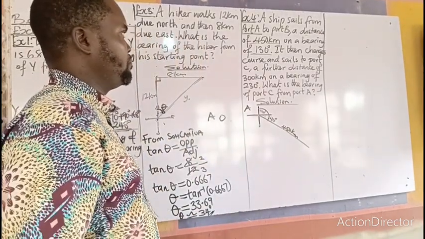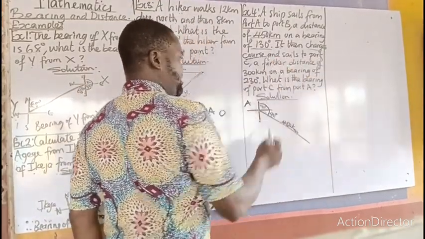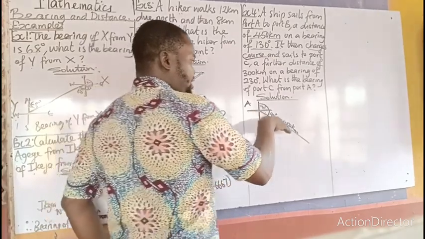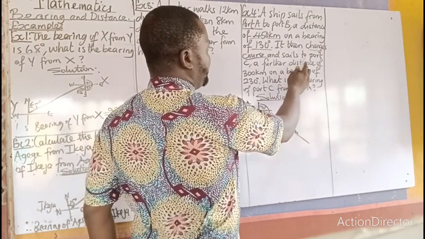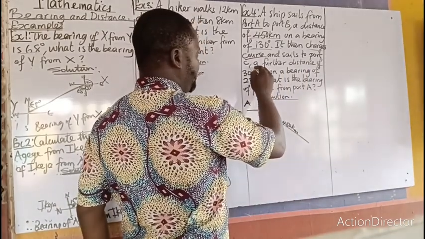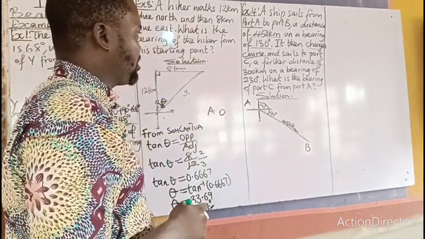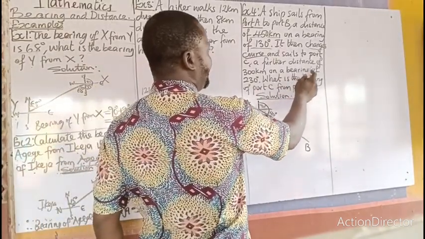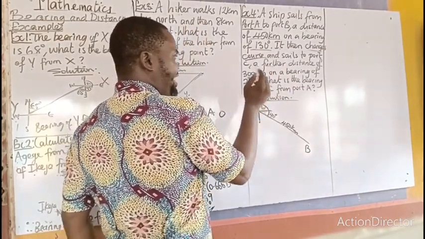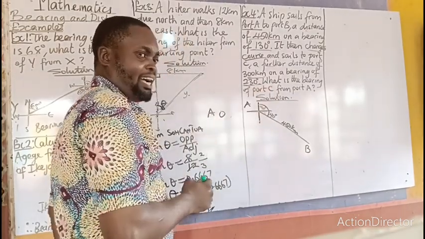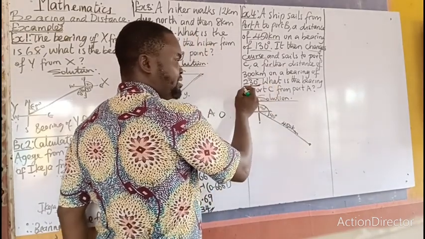Now, 450 kilometers. They give us the distance in what? 450 kilometers. Okay? The ship then changes course. It changes what? Course. That means it stops moving in this direction. It changes direction to a port C. Now this was B. Now it changes direction to another port called port C, on a further distance of 300 kilometers, on a bearing of 210.